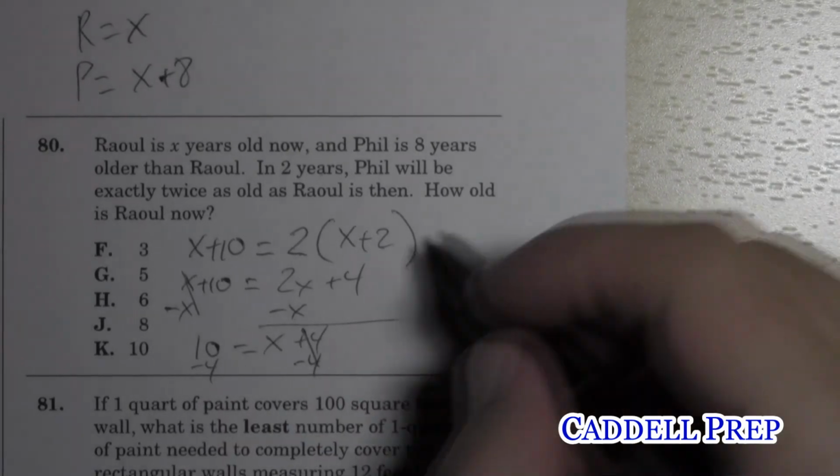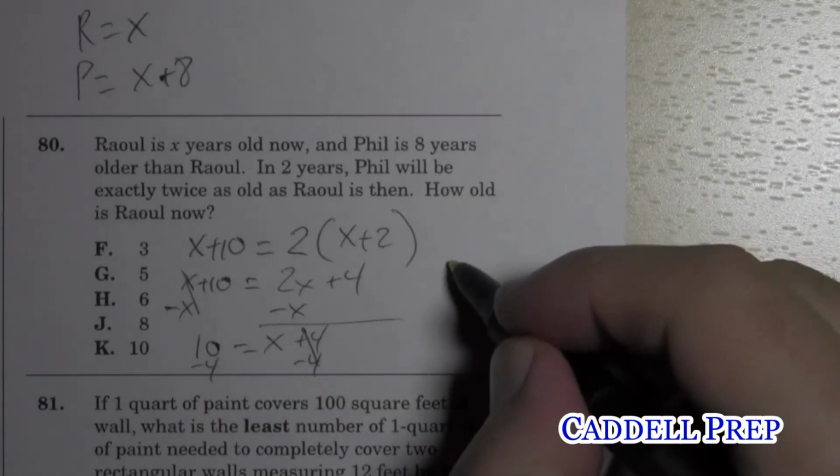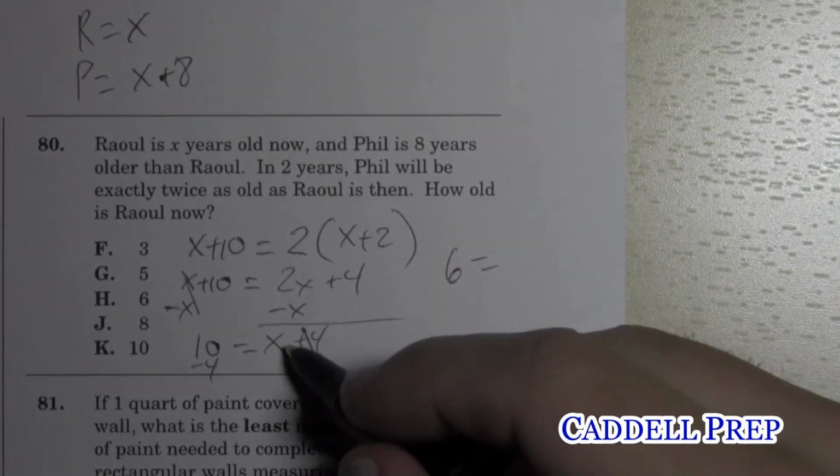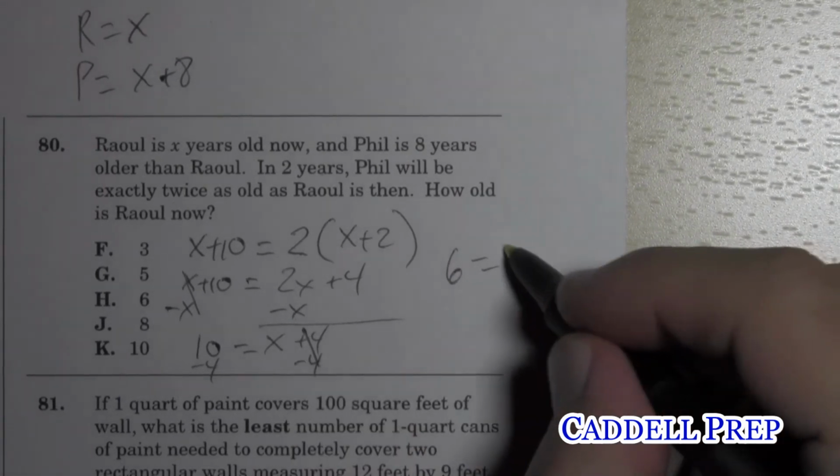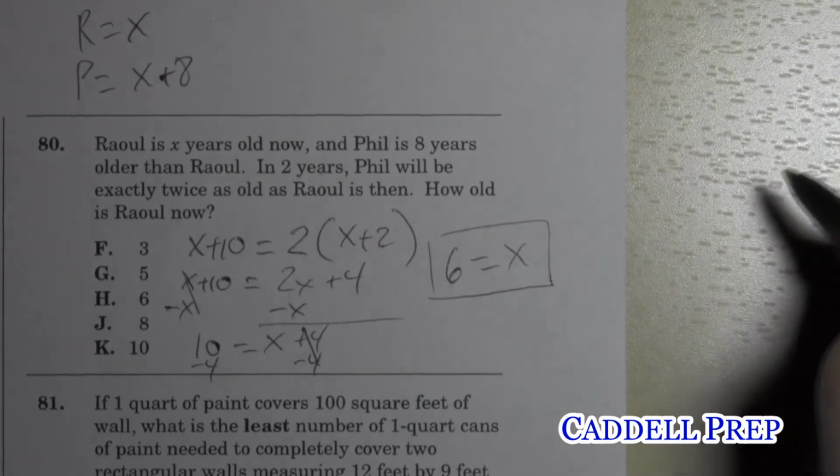So I'll bring this over here. 10 minus 4 is 6. Here the 4 is gone, so I'm left with X. So I have 6 equals X.